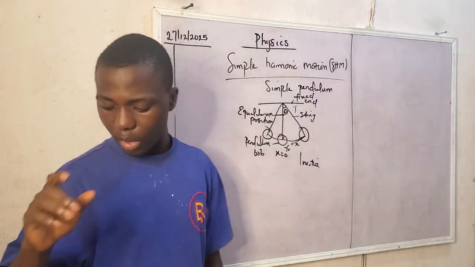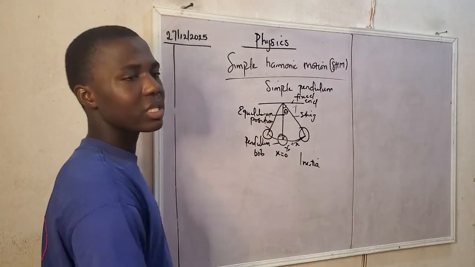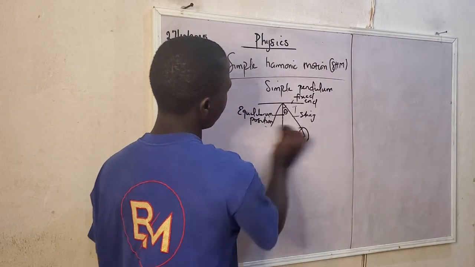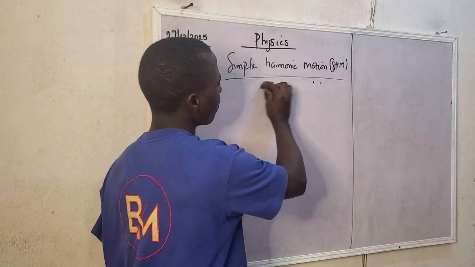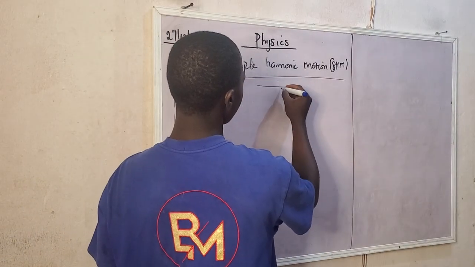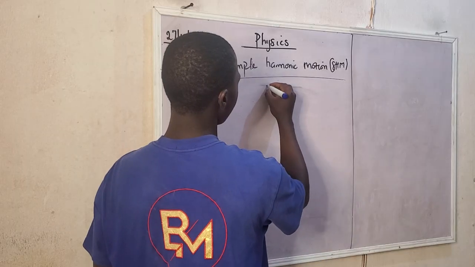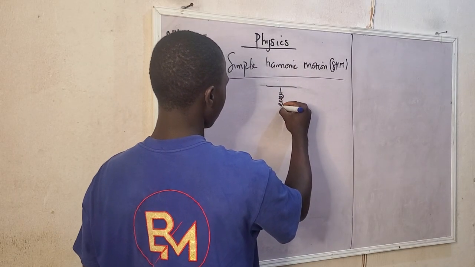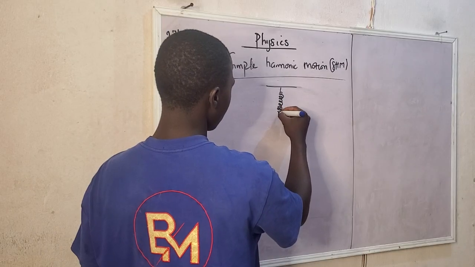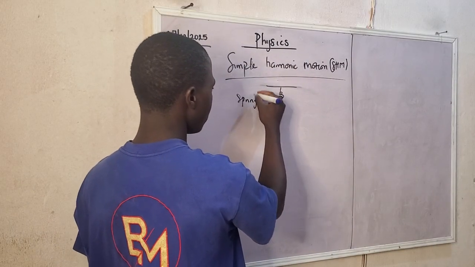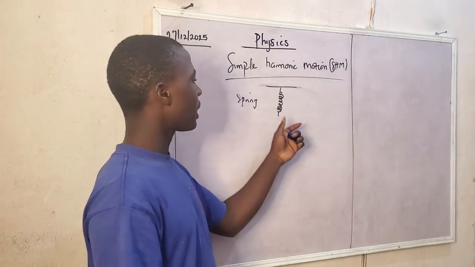So let's take another example of simple harmonic motion. We have our spring. A spring is like this. Now let's assume this is a spring where no load was attached to it.